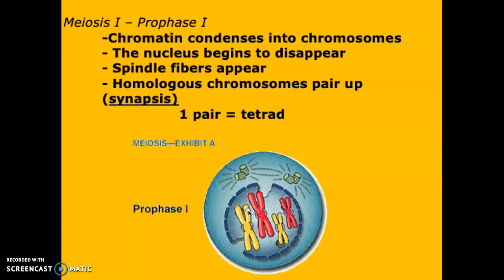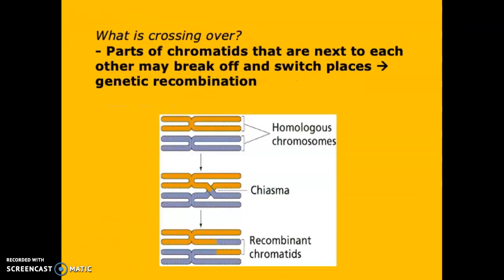This is called crossing over, and it is incredibly important in meiosis because it essentially increases the genetic diversity in a cell. Because now you have not just mom's DNA or dad's DNA, you actually have a mixture of your own unique DNA inside of your cell. So let's take a closer look at that.